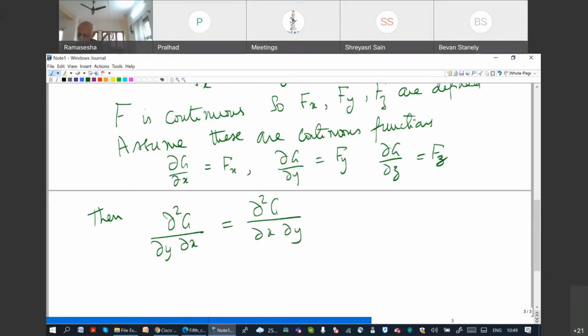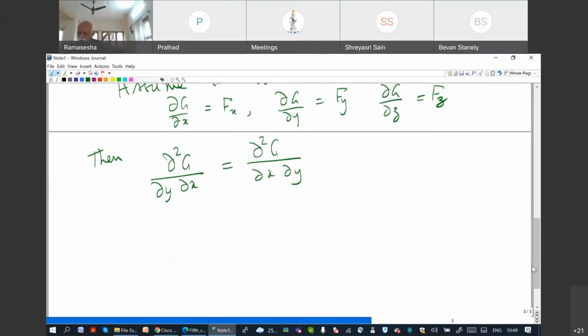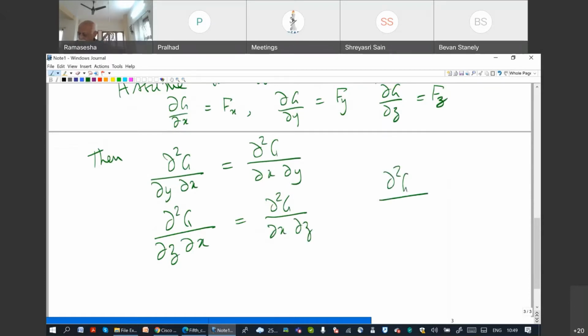Right? Yes, because it does not matter in what order you take the partial differentiation. It only depends upon the point. And similarly, I have the condition del squared g by del z del x is equal to del squared g by del x del z, and we also have del squared g by del y del z equal to del squared g by del z del y.